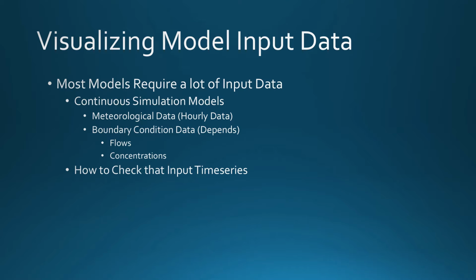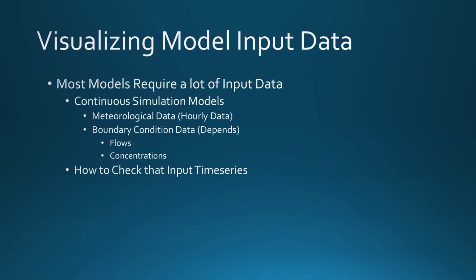So most models require a lot of input data. We're going to be showing and looking at a continuous simulation model which has a large amount of data that's going to go into it, from meteorological data, which could be inputted hourly, to boundary condition data for flows and concentrations that could be for 10, 15 years. So there could be a great bit of data that would have to be processed and put into the model, and there's always a chance of making mistakes.